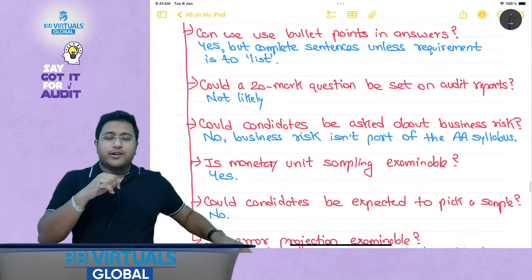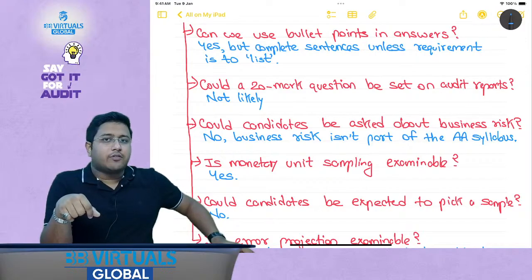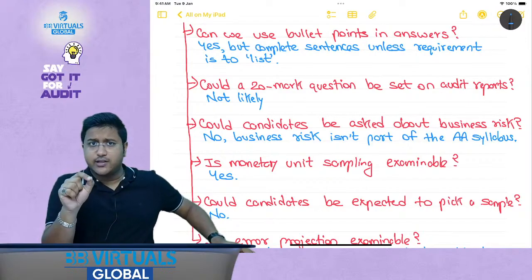Can we use bullet points in answers? In fact, it is recommended. Yes, but complete sentences unless the requirement is to list. So you'll have to mention complete sentences, but in bullet points.